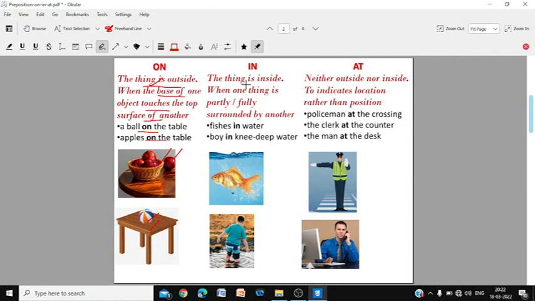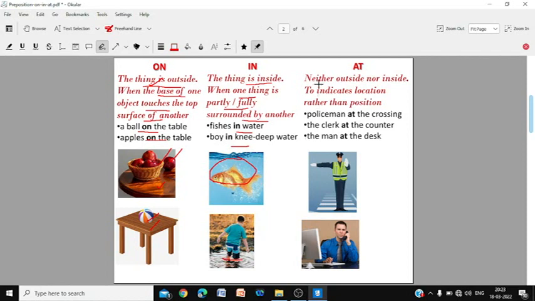In. The thing is inside and one thing is either fully or partly surrounded by another. Either the thing is inside or one of the things is completely or partially surrounded by the second. Fishes in water. Water is totally surrounding the fish. Boy in knee-deep water. The water is surrounding the boy partly till the knees. So one thing is surrounding another thing and the thing is inside.